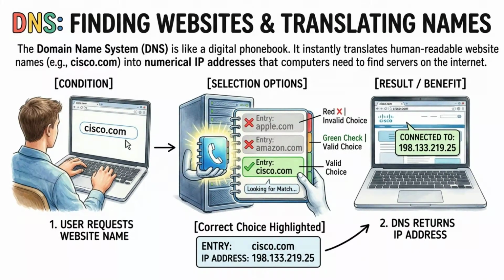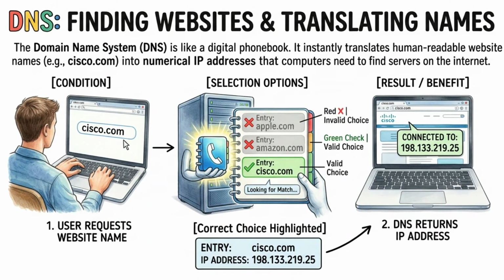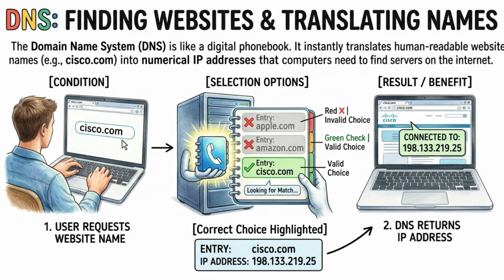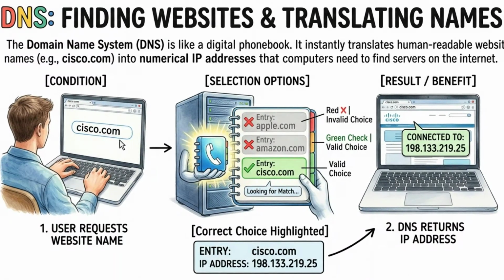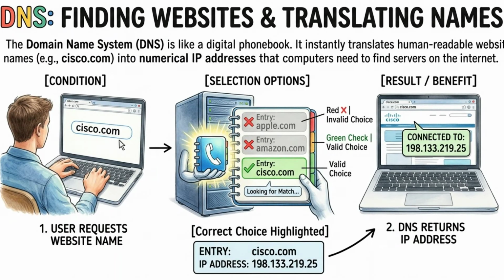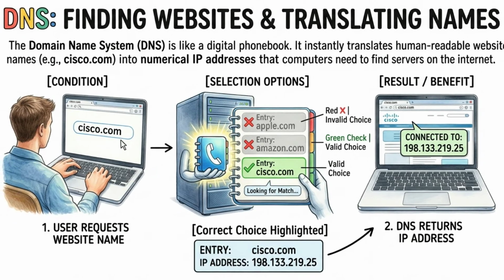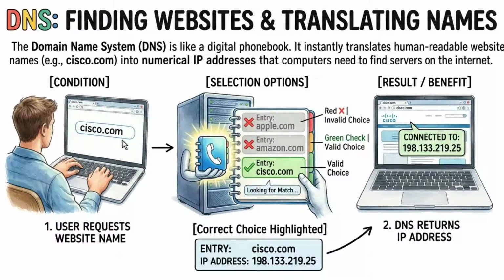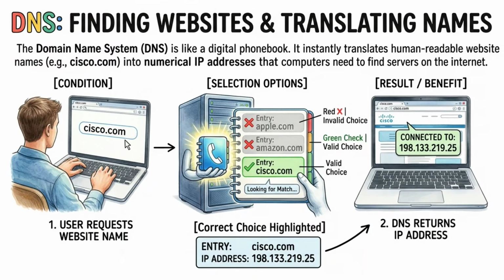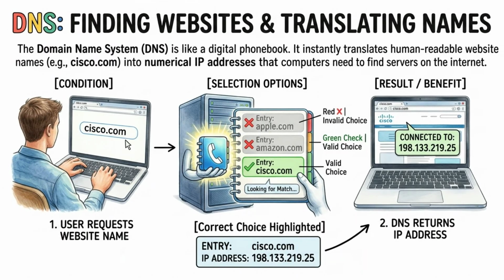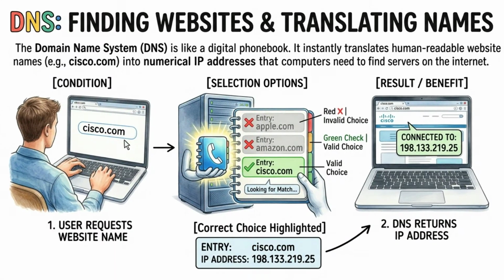Once a computer has an IP address, it needs a way to find resources on the internet using human-readable names, which introduces the Domain Name System, or DNS. Computers fundamentally only understand numbers, so they rely on IP addresses to locate remote servers, but humans prefer easy names like Cisco.com. DNS functions exactly like a massive digital phone book, instantly translating those memorable website names into the numerical IP addresses that routers actually understand. Without DNS, you would have to memorize a random string of numbers for every single website you wanted to visit, making the internet practically unusable for the general public.